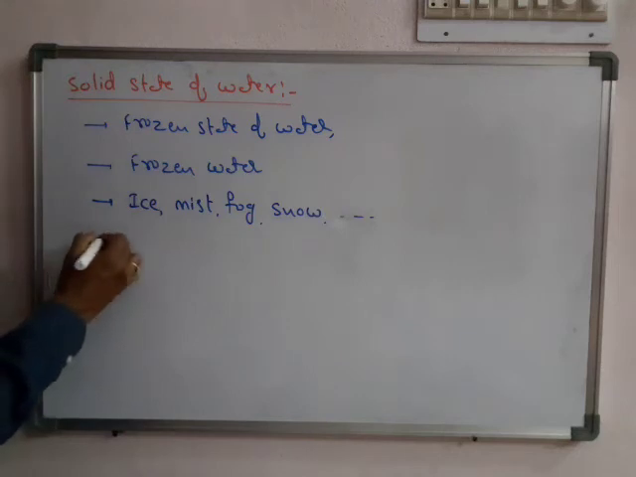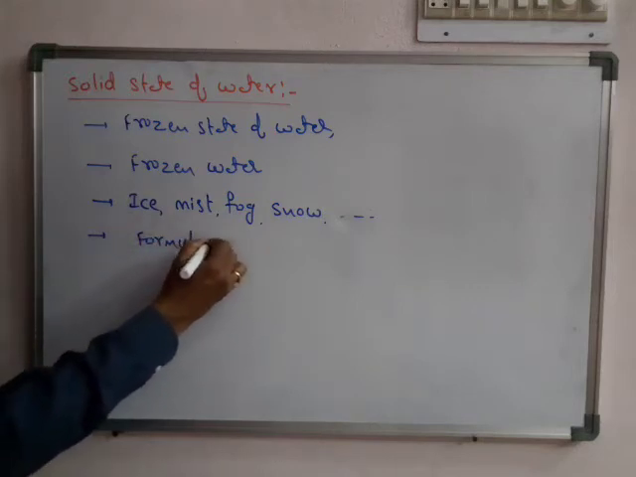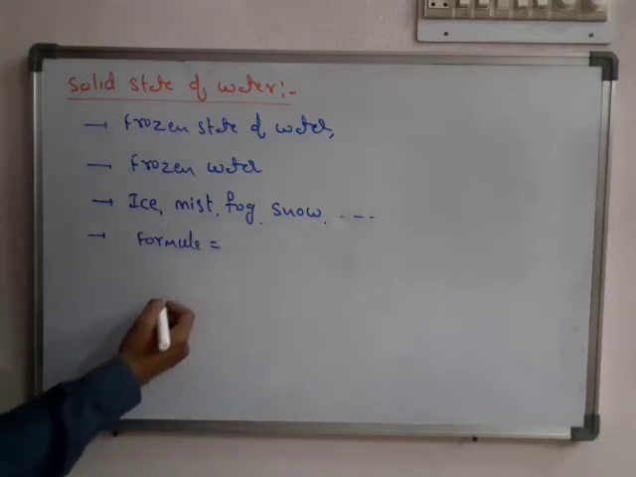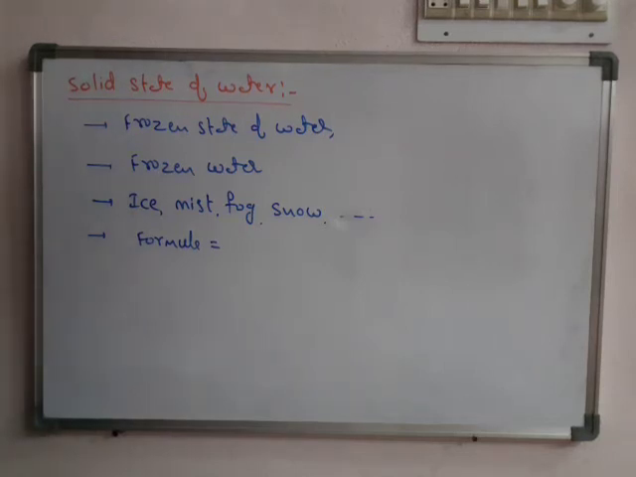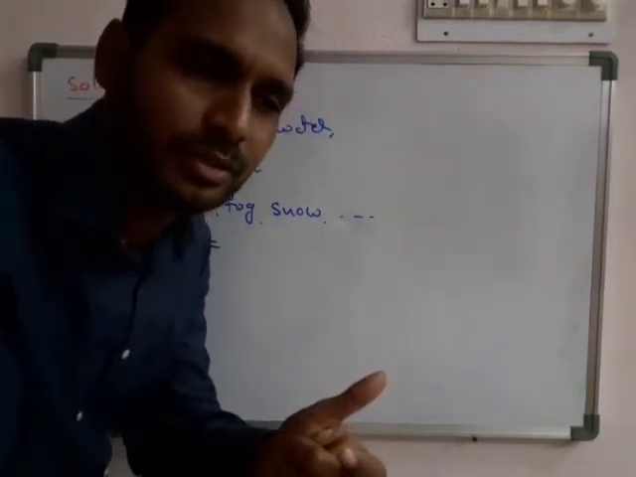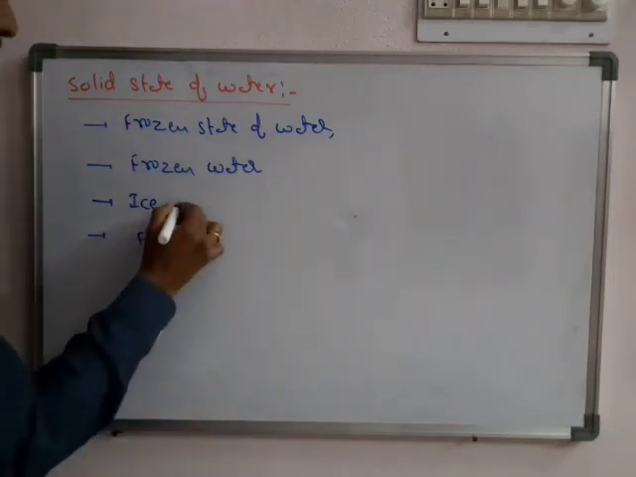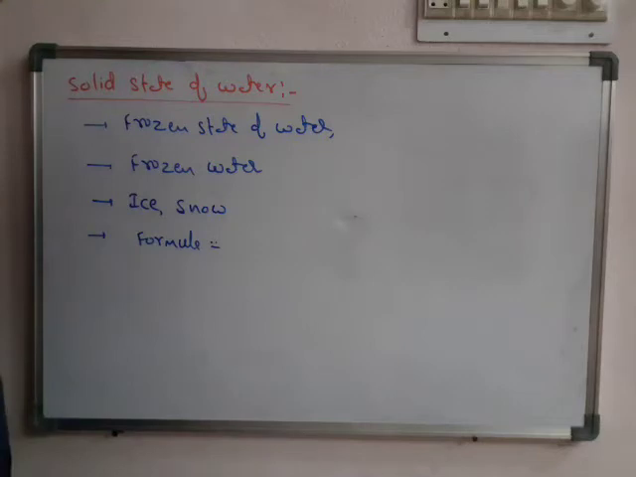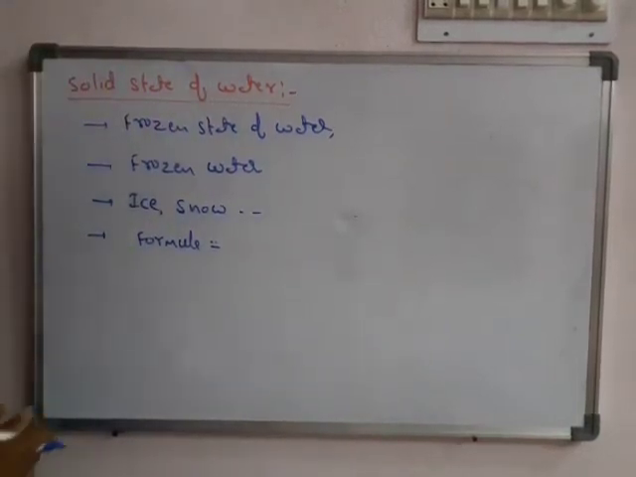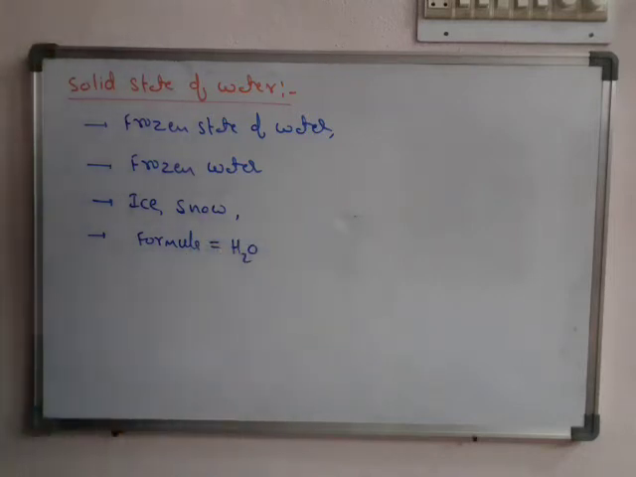Next, what is the formula of ice, mist, fog, snow, whatever it is? These all come under the solid state. Sorry, just fog and mist. Generally we observe them in the air, so they can be taken as the gaseous state. So only ice and snow are taken as the best examples of a solid state. Fog and mist generally come.